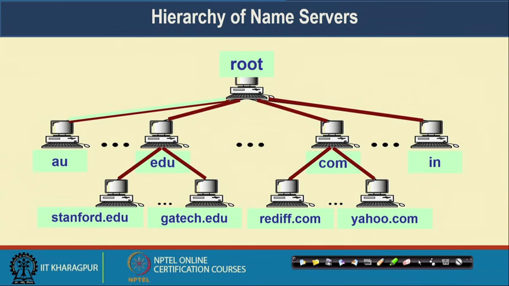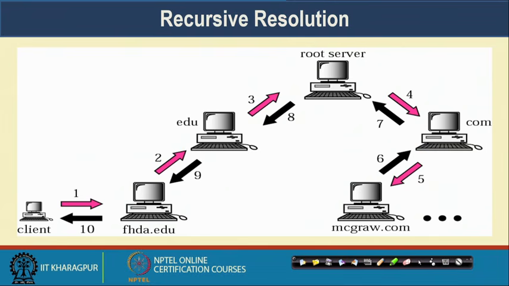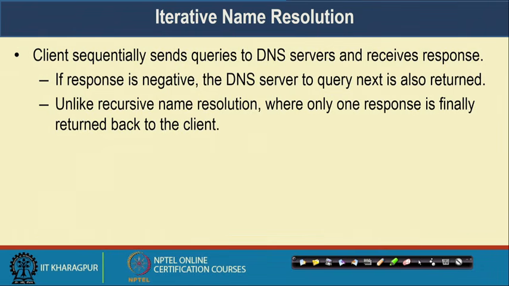So, this is the hierarchy of the domain names that we have seen, and the resolution goes on. There can be recursive resolution. The name server asks edu what it wants to resolve for a particular client under FHDA. So, the request goes on, resolving in a recursive way. One name server asks the next and so on, or it can be iterative. The client subsequently sends queries to the DNS server and receives the resolution.